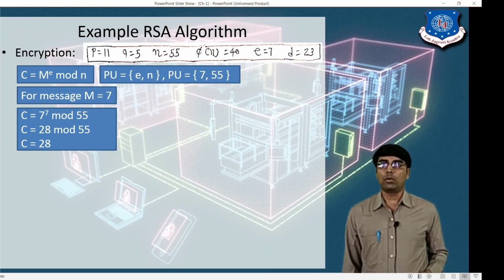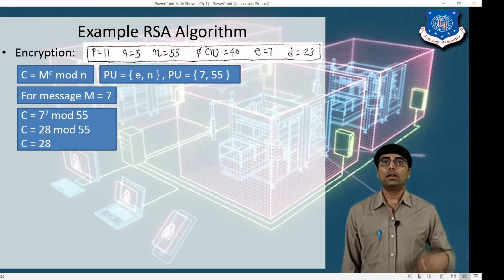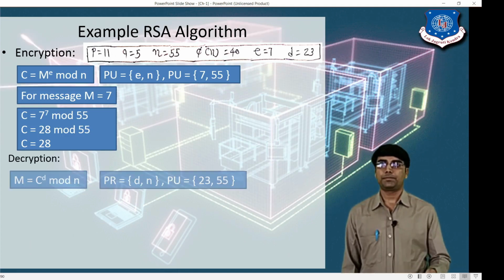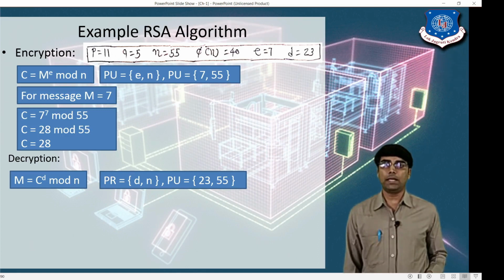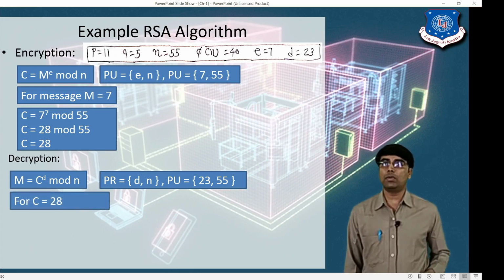Now you do the calculation. You will get 28 mod 55. So you will get C equals 28. Now we will perform the decryption. Our formula for decryption is M equals C raised to D mod N. So our D is 23 and N is 55. Now put these values in the equation.